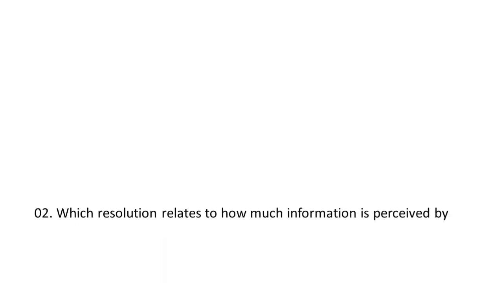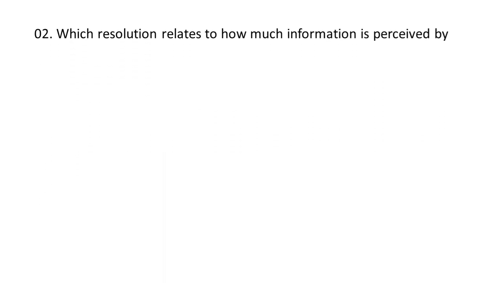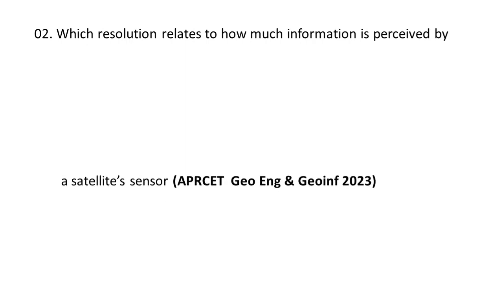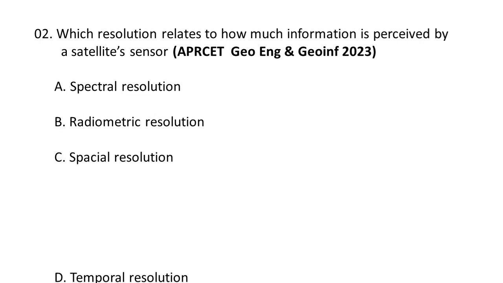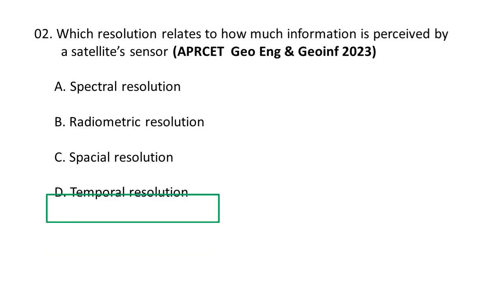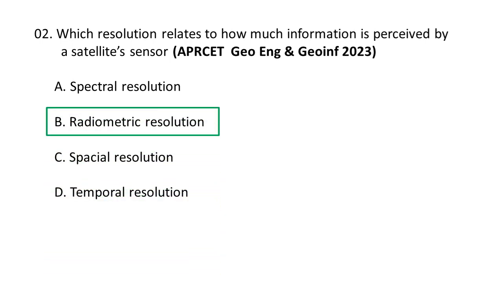Next question. Which resolution relates to how much information is perceived by a satellite sensor? The choices are A. Spectral resolution, B. Radiometric resolution, C. Spatial resolution and D. Temporal resolution. So, the correct option goes as B. Radiometric resolution. Radiometric resolution is a measure of how much information a satellite sensor can perceive, and it's determined by the sensor's sensitivity to the magnitude of the electromagnetic energy when capturing an image.